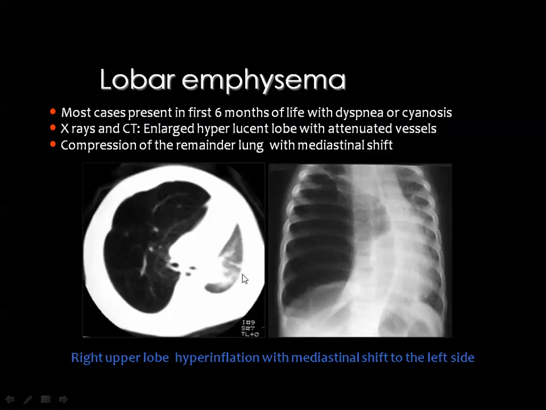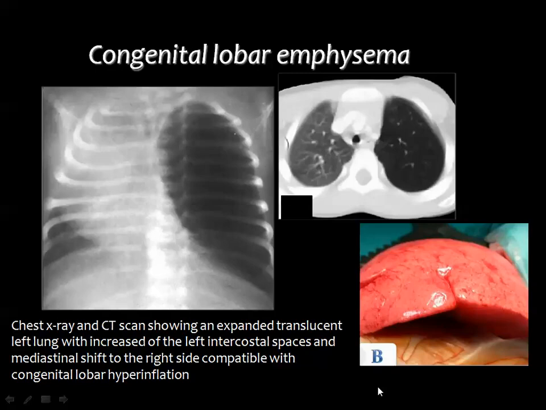This is the normal vascularity, and there are here scanty vessels. And the lung with abnormal vascularity is the abnormal lung. But if the vascularity is normal on both sides, then the smaller lung is the abnormal one. And this is a hyperinflated upper lobe with scanty pulmonary vasculature, diagnostic of congenital right upper lobe emphysema.